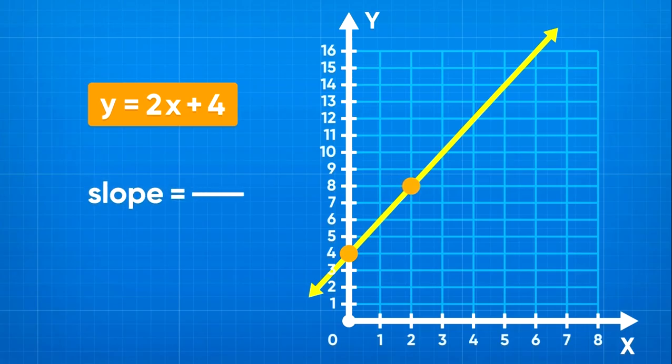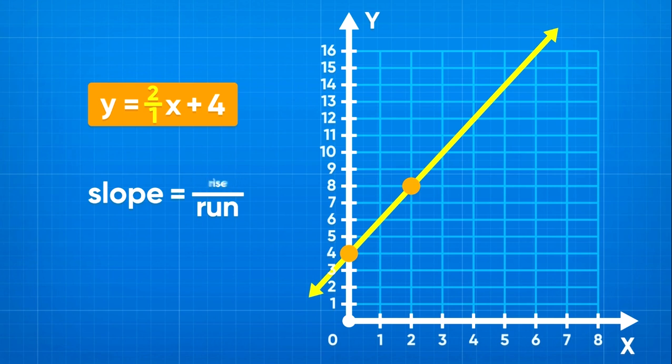Good point. But remember that any whole number can be shown as itself over 1. So 2 is the same as 2 over 1. Right. Meaning between each point, we rise 2 and run 1. Let me show you what that means. If we start at the point we already made, to make the next point, we move up or rise 2. And then we move to the right or run 1. So this here is our next point.